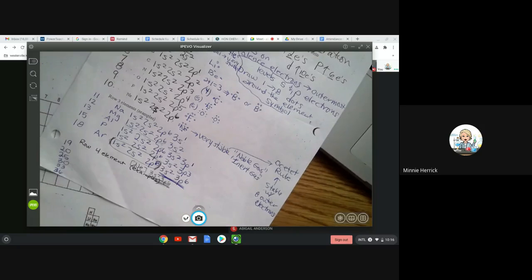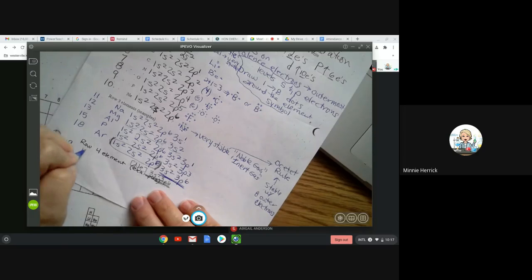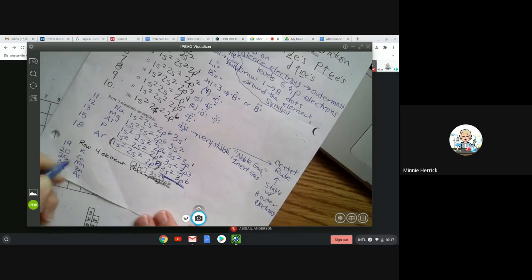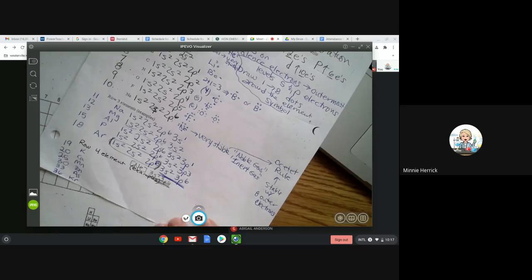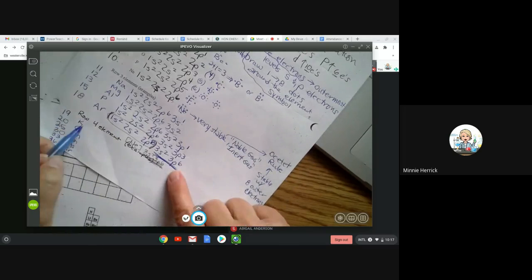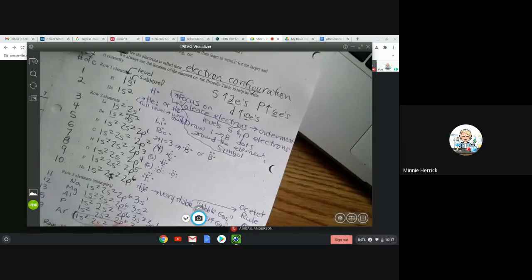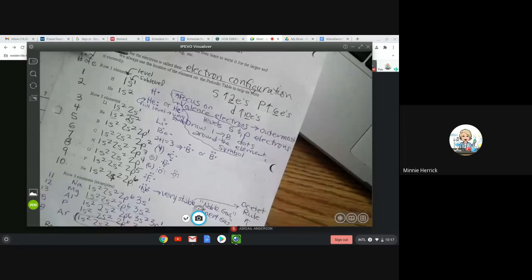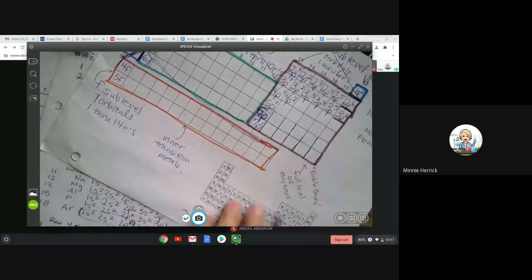Okay. Now, what we're doing here is we have potassium, calcium, manganese, zinc, and then arsenic, and then krypton. Now, potassium, because you're going to be in the fourth level, and I just moved. Okay, we're in the fourth level now.